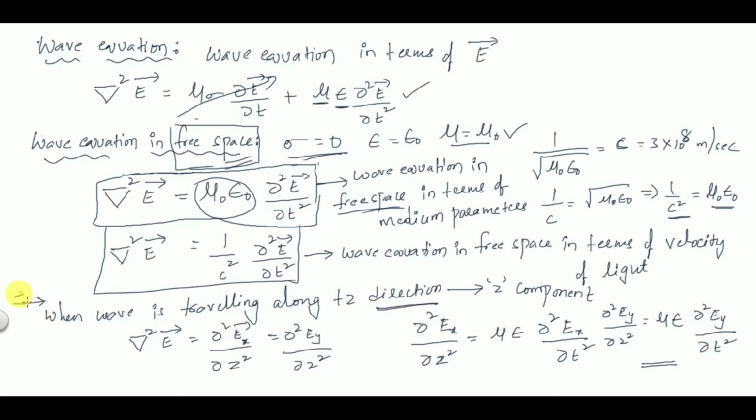So you have to remember this concept, this formula. When the wave is traveling along plus z direction, you have to write the wave equation like this, because a wave is a function of both space and time. So it is a function of time and it is also a function of space. Next is the del square. This is the wave equation in terms of parameters in free space. This is the wave equation in terms of velocity of light in free space.